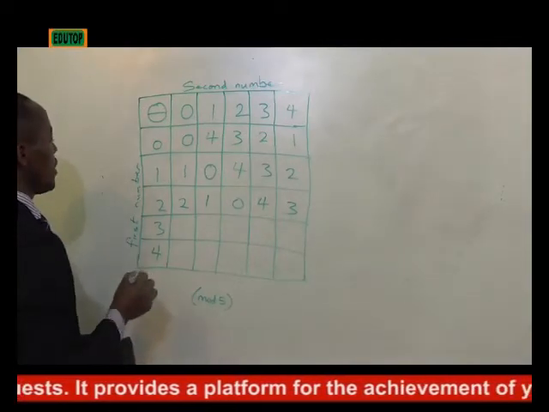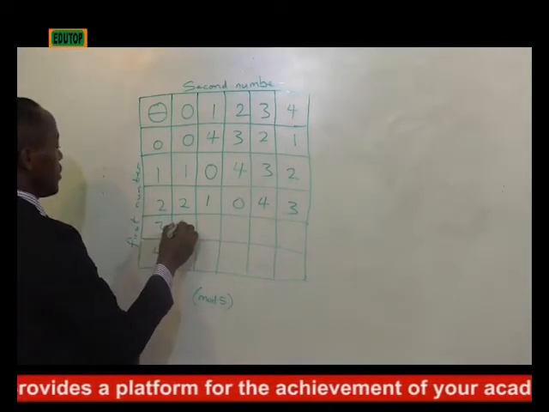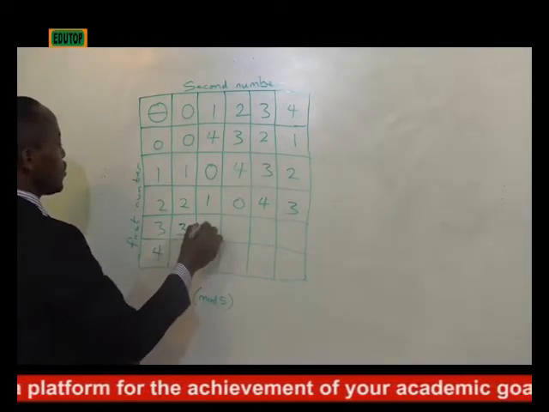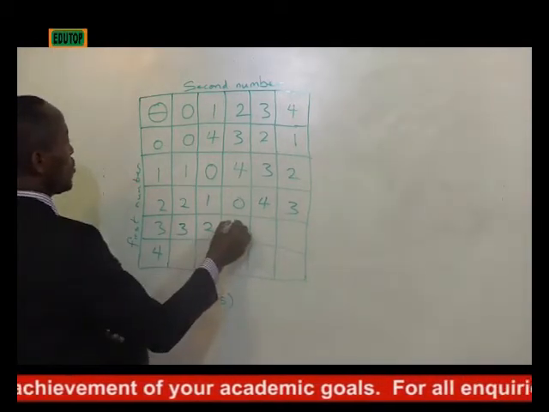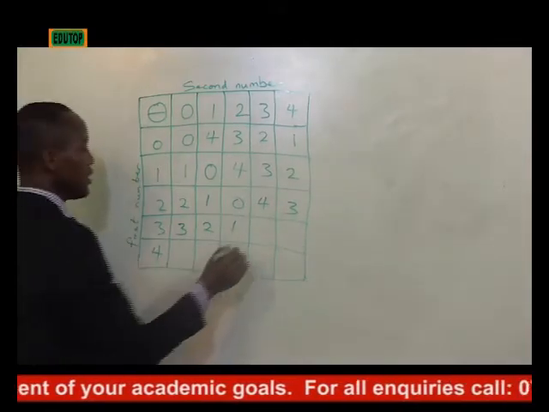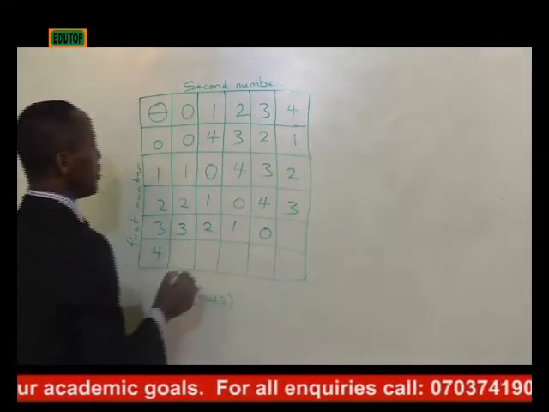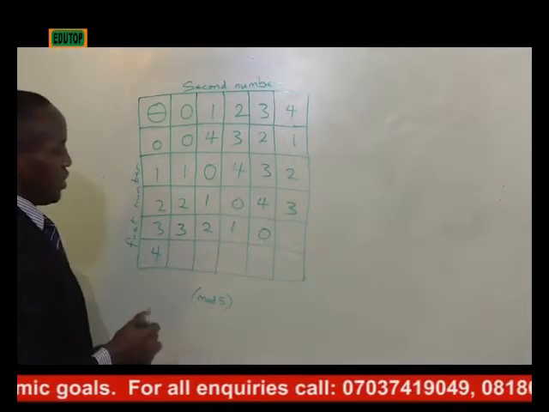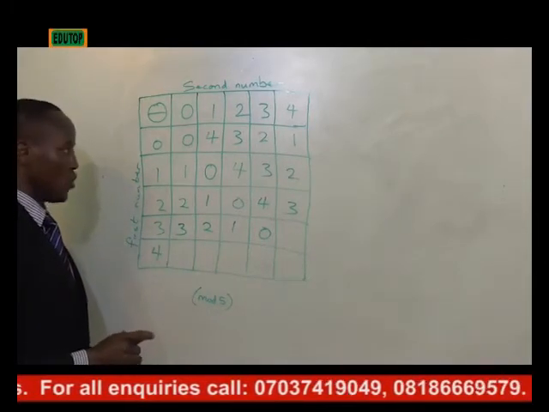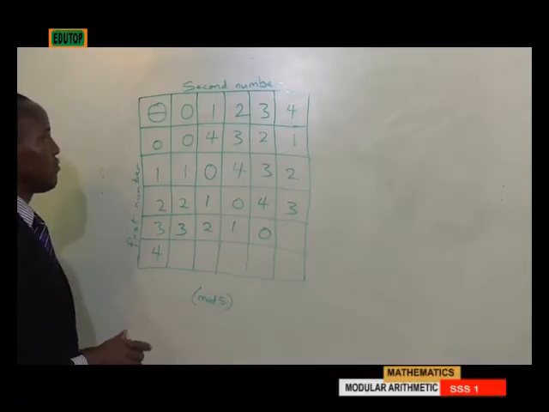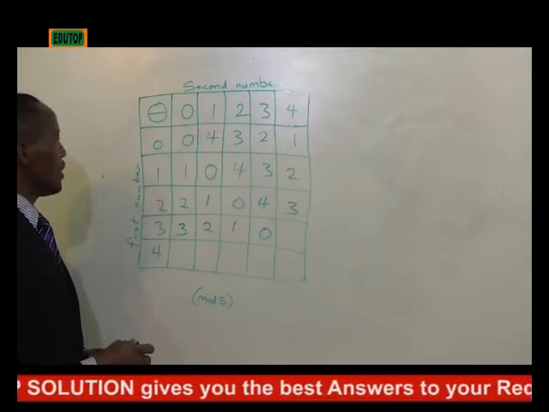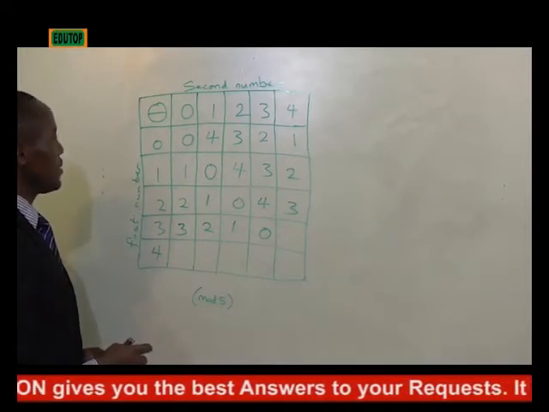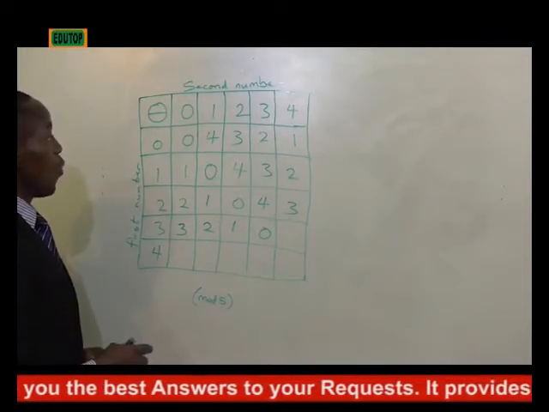Then 3 minus 0 is 3. 3 minus 1 is 2. 3 minus 2 is 1. 3 minus 3 is 0. 3 minus 4 is minus 1. Minus 1 is a negative value. And then we are going to do some calculation. That's 3 minus 4 is minus 1.